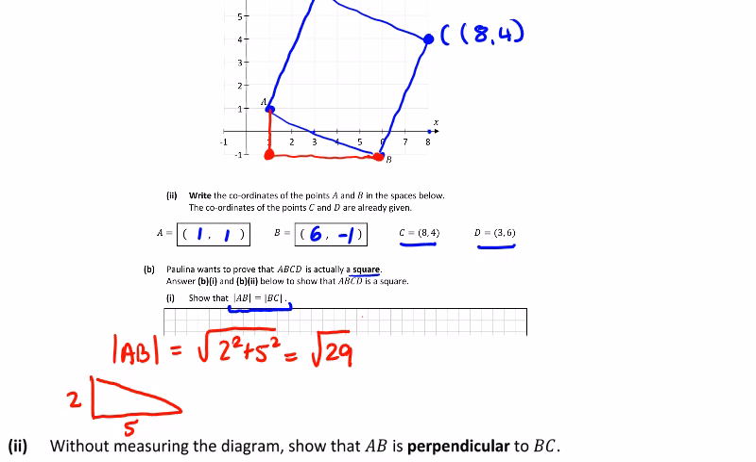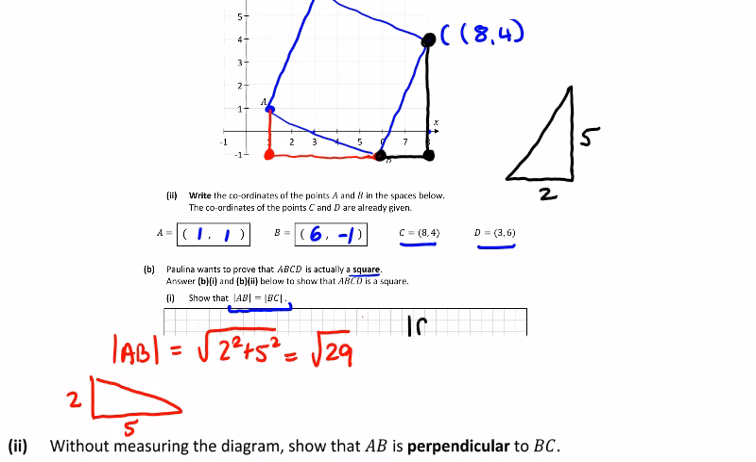And the other path they wanted you to follow was find the length of BC. So if we create a right angle triangle here, we just draw it separately. Try and keep the diagram tidy. So the rise here is, we're all the way up to 4, and we're down to minus 1. So the rise is 5, and the run is 2.